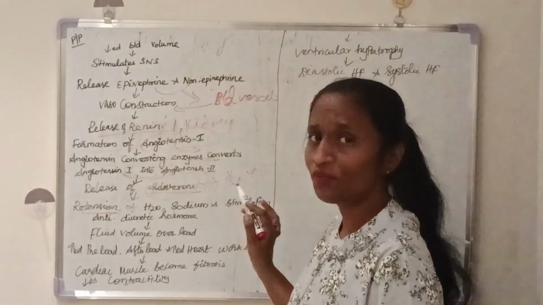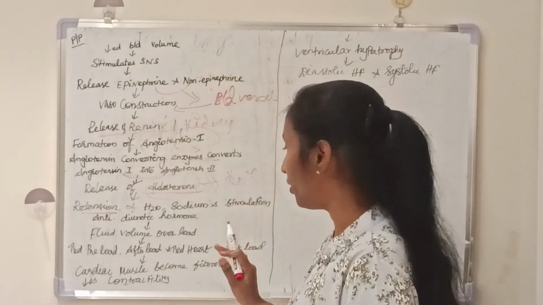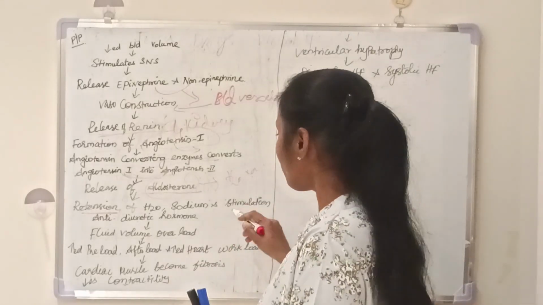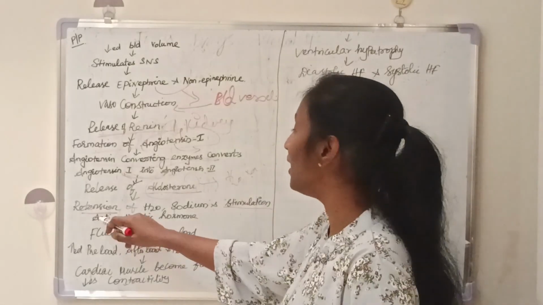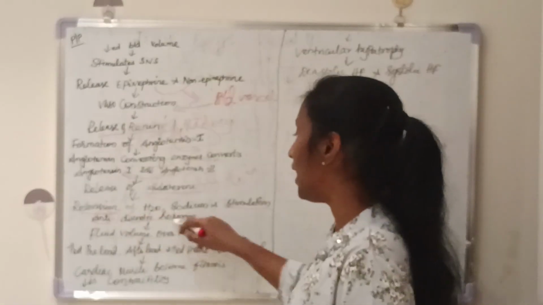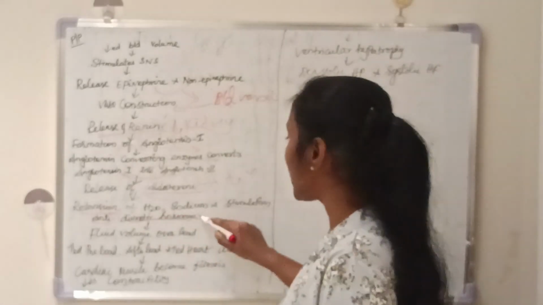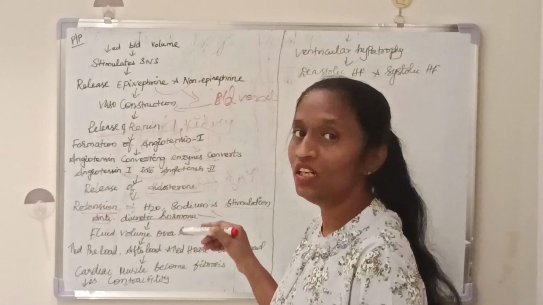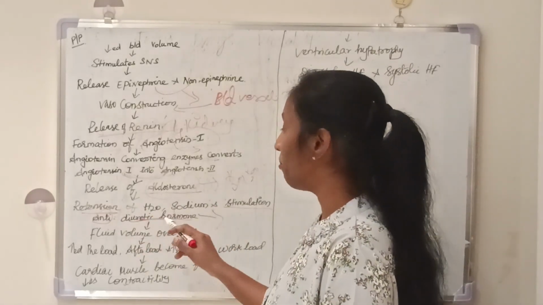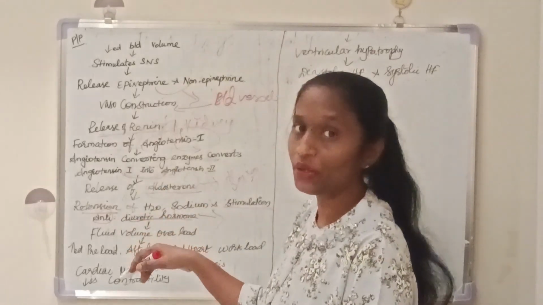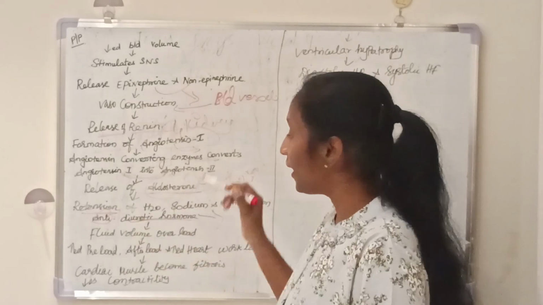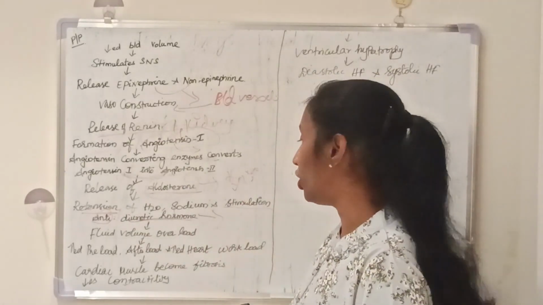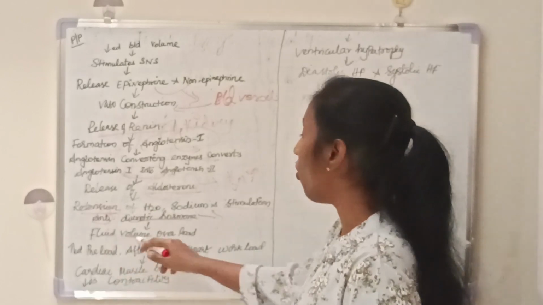Due to the retention of water and sodium in the body or in the kidneys, what will happen? Edema develops. And then there is stimulation of the antidiuretic hormone. The diuretic hormone helps to release water and sodium from the body and relieve the edema. Here, anti-diuretic means it has the opposite function of the diuretic hormone. So again fluid will be retained in the body, which may lead to fluid overload.